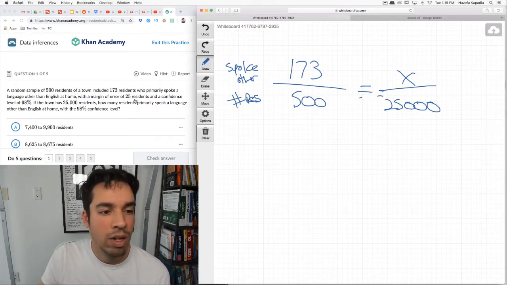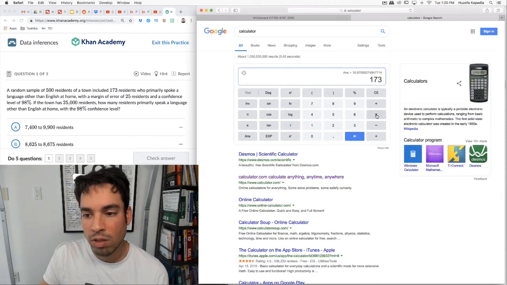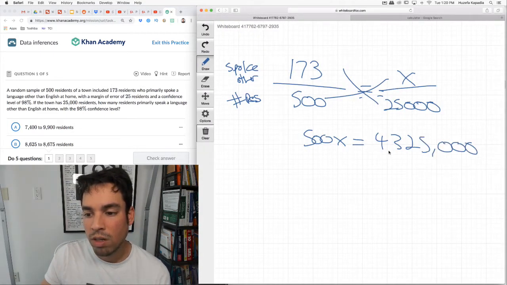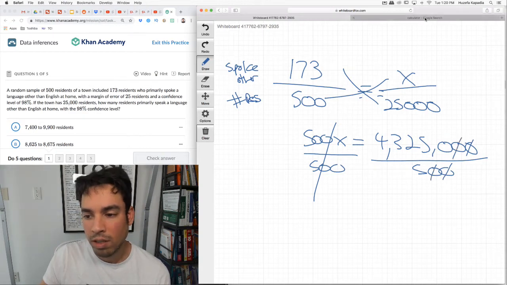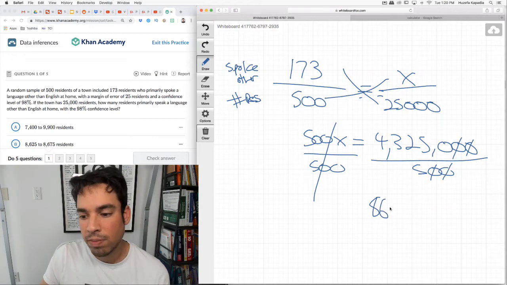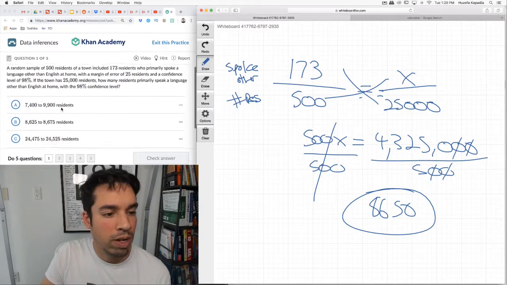So again, we've got to apply that same margin of error. Boom, cross multiply, 500x equals 173 times 25,000. 173 times 25 is 4325. And then we divide both sides by 500. It's like dividing that by 5, but we'll just divide this by 500. 8,650. So we know that's the main value, but then it's a margin of error of 25 residents.